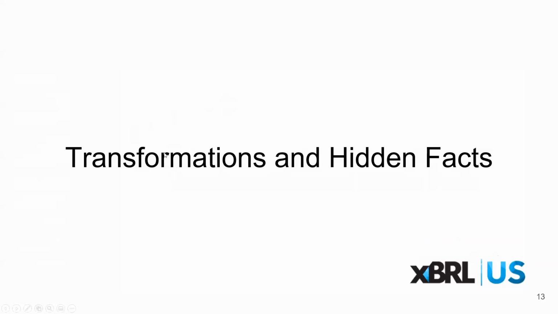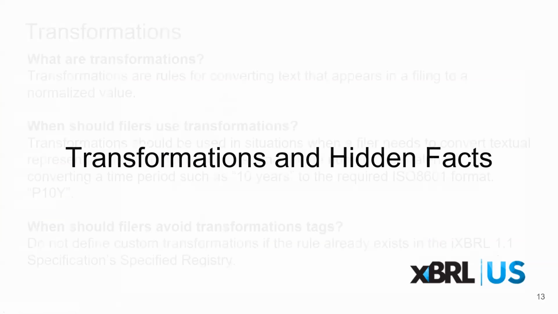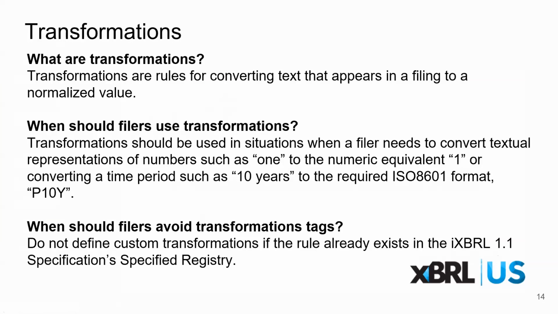Okay, so as Scott said, we're going to talk a little bit about transformations and hidden facts. This should be a review for anyone who was on the meeting last week. But we're going to start off talking about what are transformations. So transformations are effectively rules for converting text that appears on a document in a filing to a normalized value that XBRL is actually expecting. So you might have something in a format the SEC is not expecting for XBRL, you have to convert to something else, and transformations can help with that.